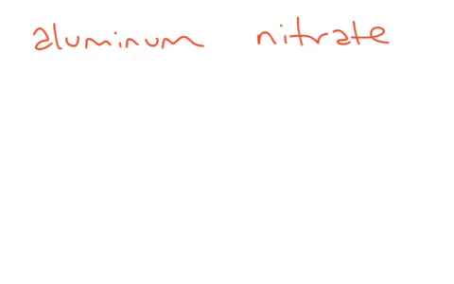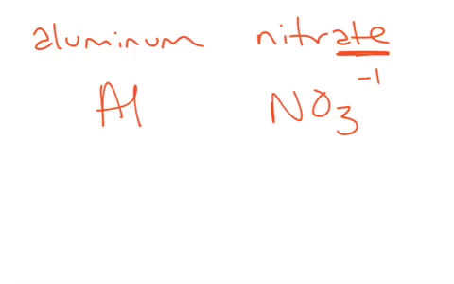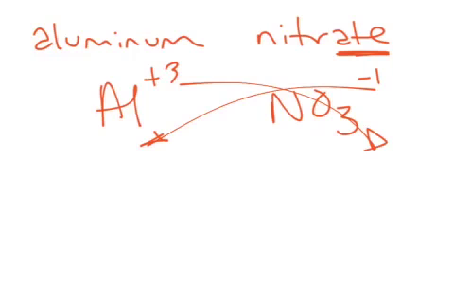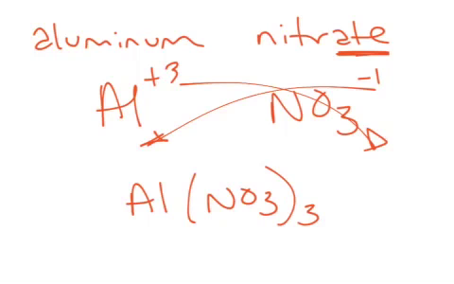If we have aluminum nitrate, okay, this is Al. ATE means that's a polyatomic ion, so you need to look it up. It's NO3 with a -1 charge. This is always +3. So we need the 1 here, and we need the 3 to represent that we have 3 nitrates. So the correct way to write it would be with 3 nitrates in parentheses.